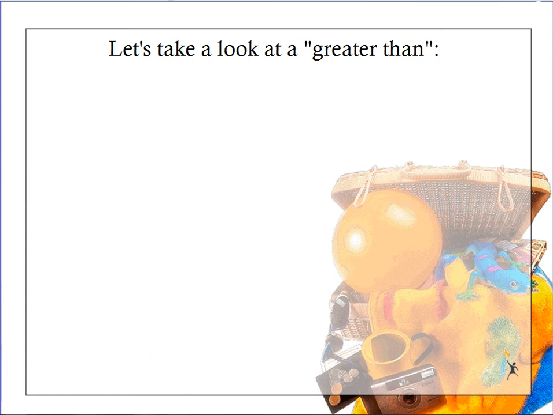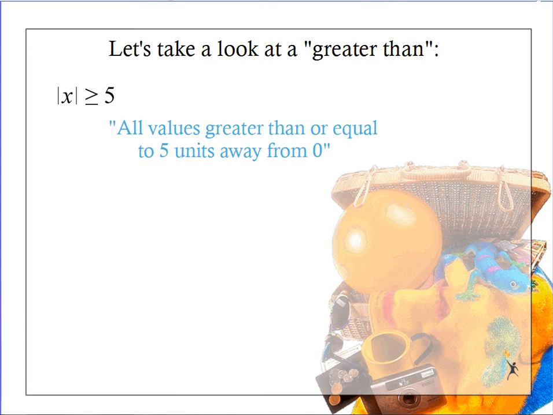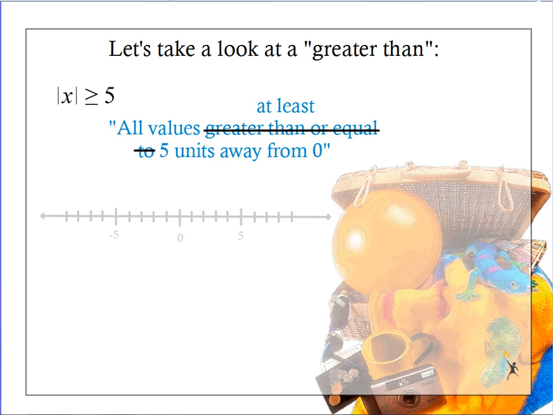Let's take a look at a greater than example. The absolute value of x is greater than or equal to 5. This is asking us to find all values that are greater than or equal to 5 units away from 0. And I can change that statement a little bit. I can say all values at least 5 units away from 0. Or I could say 5 or more units away from 0. It's all the same. Let's take a look at what that is on a number line.